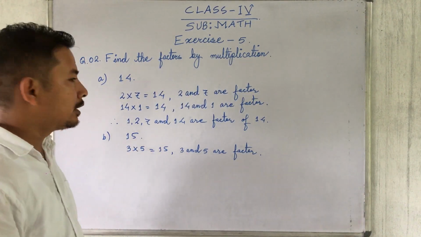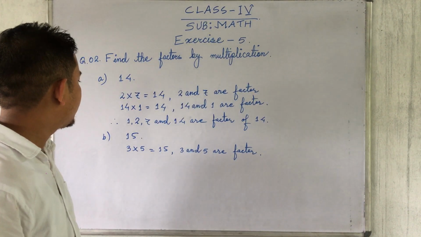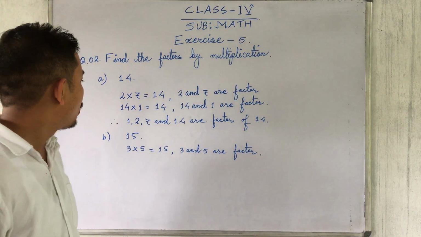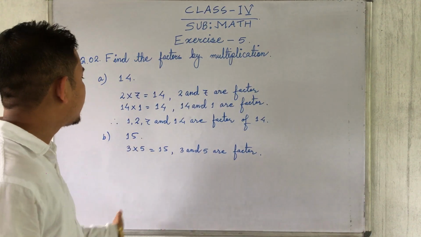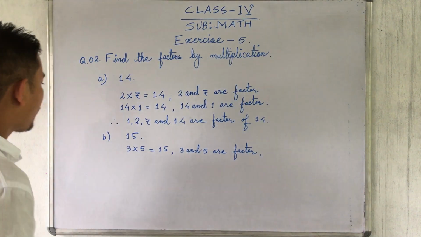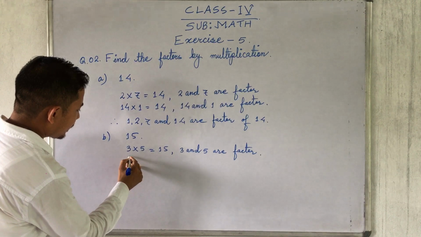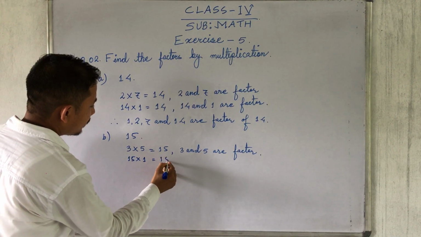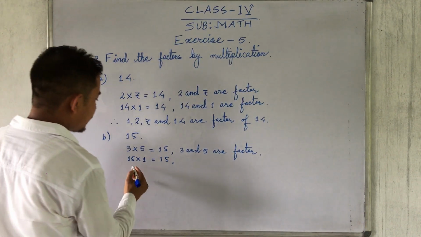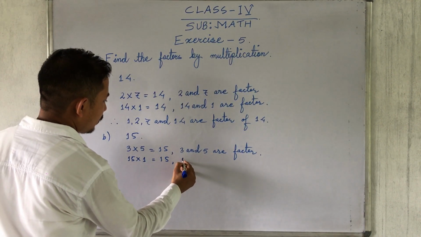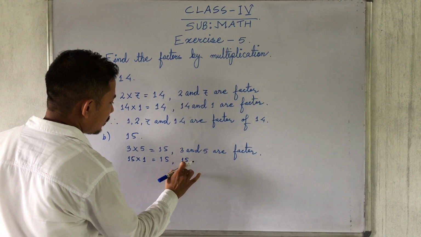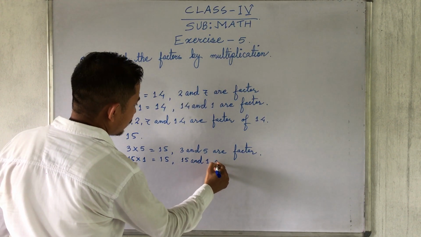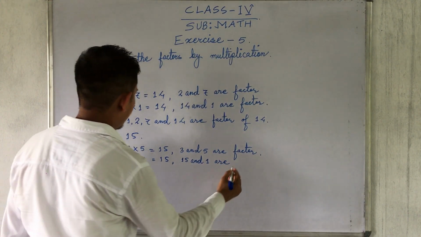Apart from 5, see the 6 table, is there 15 in the 6 table? No. In the 7 table? No. 8, 9, 10? No. So this 15 is in the table of 15 itself. So you can write 1 times 15 is 15, so that we can say this 15 and 1 also are the factors of 15, right?